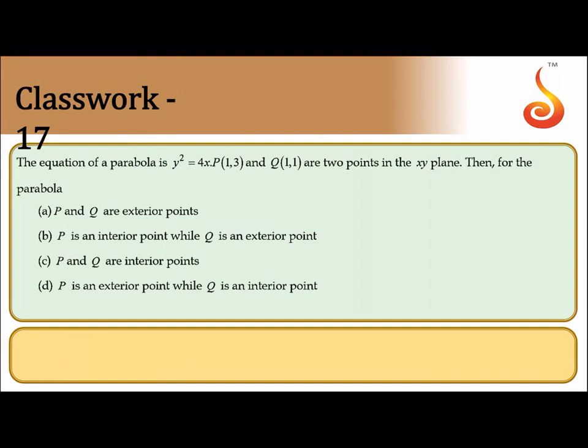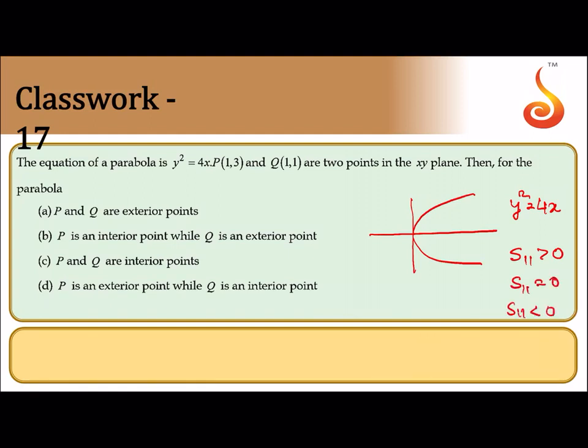Example 17. Equation of parabola y square is equal to 4x. P is (1, 3), Q is (1, 1), two points on the xy plane. So this is the parabola given to you, y square is equal to 4x, and P (1, 3) is given to you.